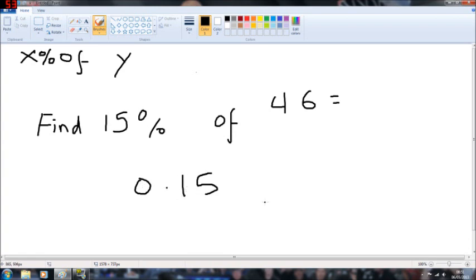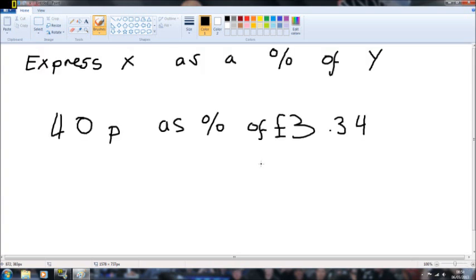0.15 multiplied by 46 pounds. And if you put that in the calculator, you shall get 6.9, and that is equal to 6 pounds 90 pence. And that's the first type done. And guys, remember that you won't get this type of question. They'll normally be a lot more complicated and you'll have to apply your knowledge.